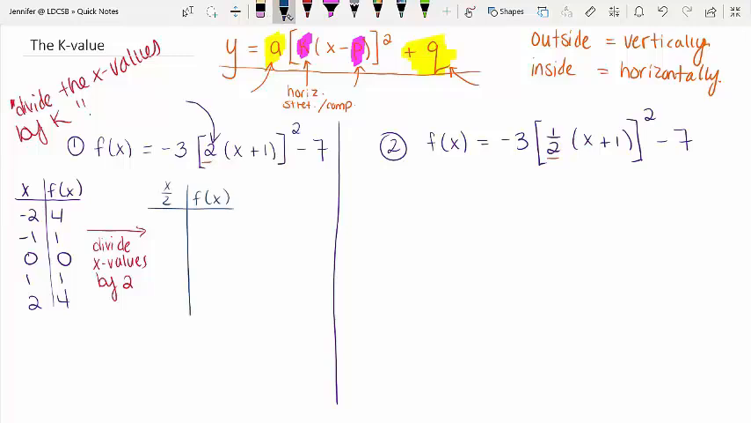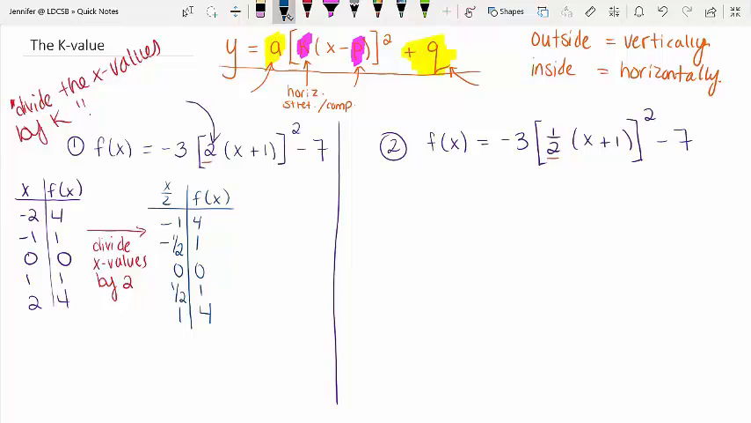So negative 2 divided by 2 is negative 1. This guy divided by 2 is negative 1/2, 1/2, and 1. Okay, y values stay the same. And then you go ahead and graph this. Okay, so we just applied our k value. That is how you apply your k value.